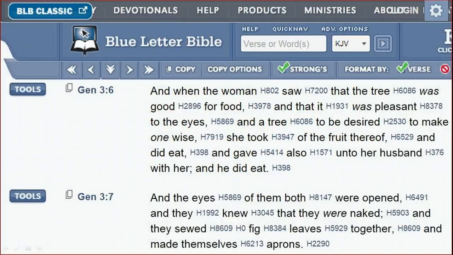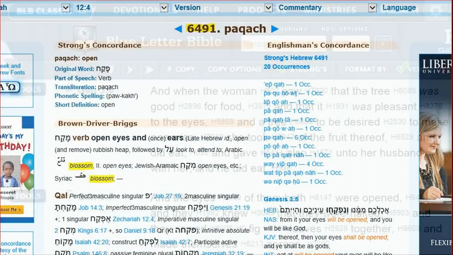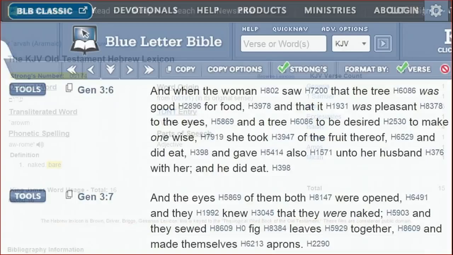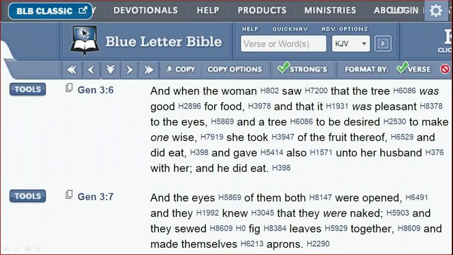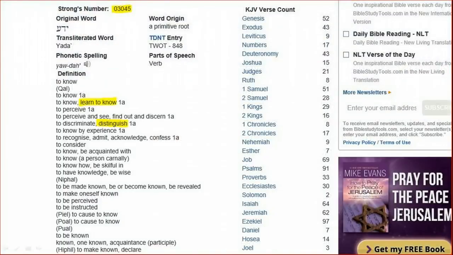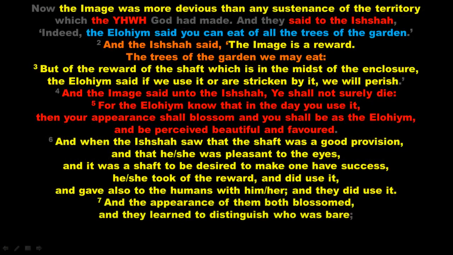Then verse 7 in the King James translation says, and the eyes of them both were opened, and they knew that they were naked, and they sewed fig leaves together and made themselves aprons. So we know the word translated as eyes, number 5869, means appearance. The word translated as opened, number 6491, means blossom. And we know the word naked also means bare. So it says, and the appearance of them both blossomed, and they knew that they were bare. But the word translated as knew, number 3045, also means learned to know or distinguish. So the first part of verse 7 can say, and the appearance of them both blossomed, and they learned to distinguish who was bare.